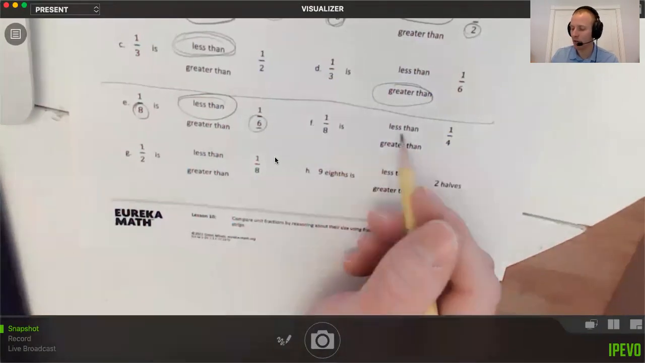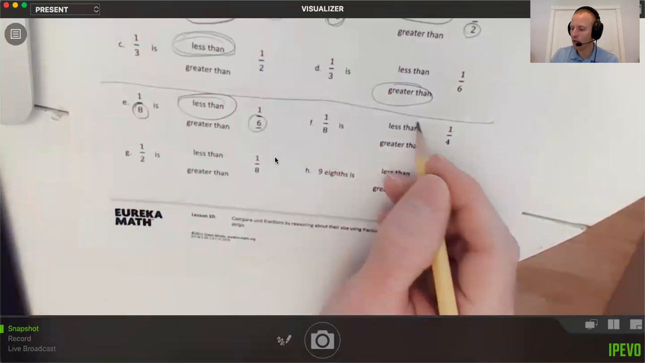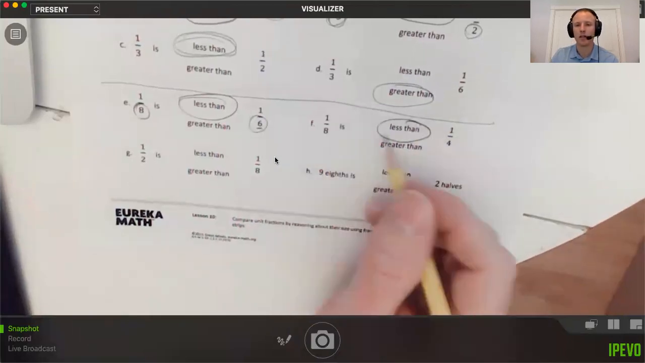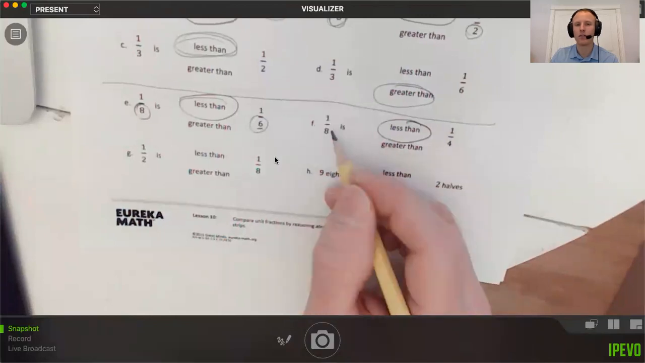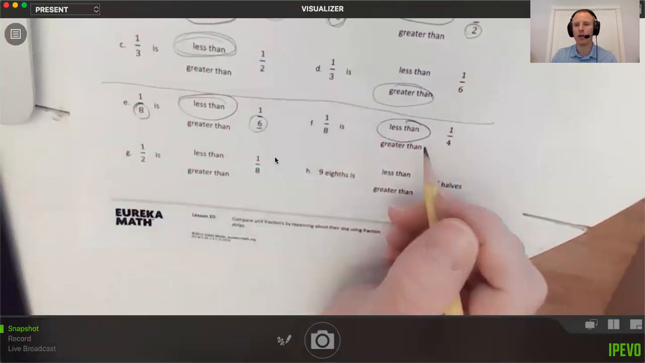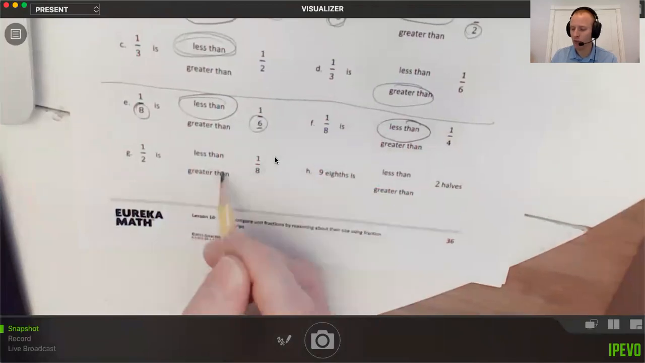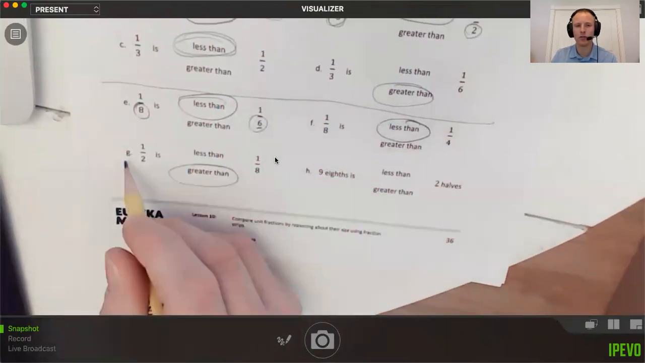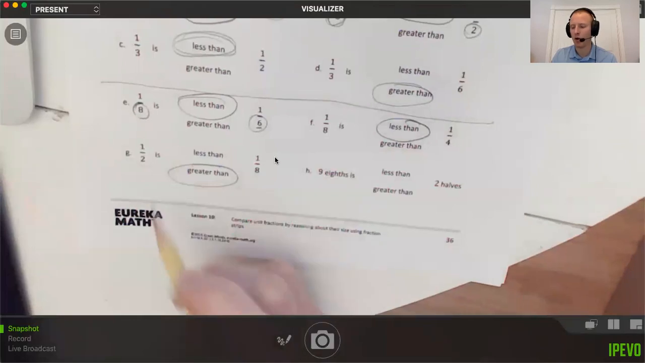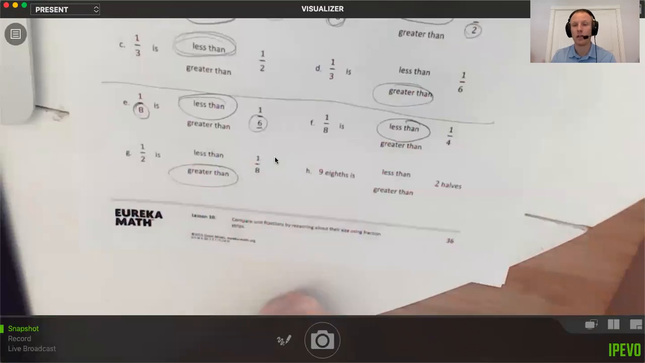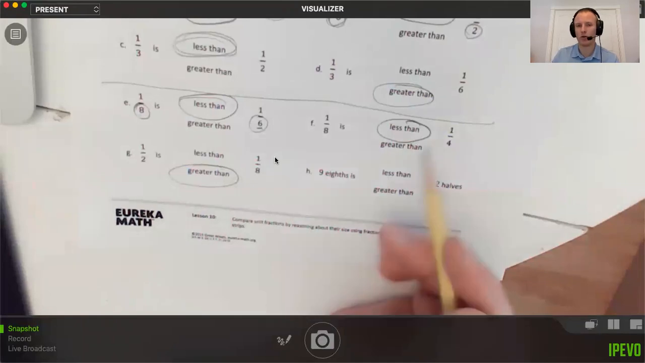1/8 is less than or greater than 1/4. 1/8 is less than 1/4. Again, this is that example we just talked about with a cake. You could have 1 out of 8 pieces or 1 out of 4 pieces of the same whole. Well, 1 out of 4 pieces is going to be much bigger, twice as big, in fact, as 1/8. And lastly, 1/2 is greater than 1/8 because the 2 is smaller than the 8. So one whole being split into 2 pieces means each piece is much bigger than that same whole being split into 8 pieces.